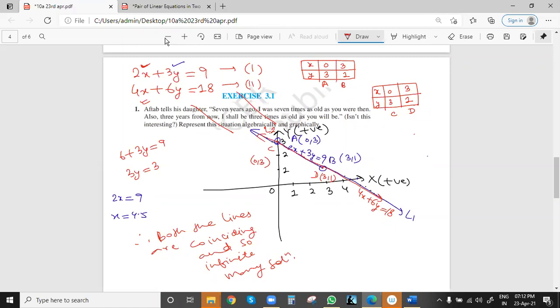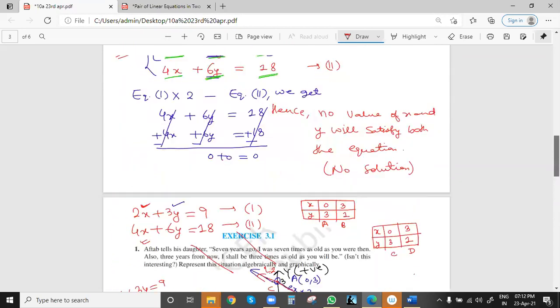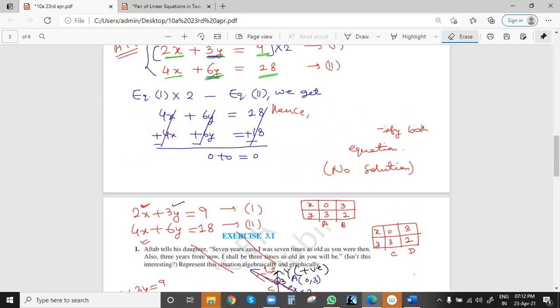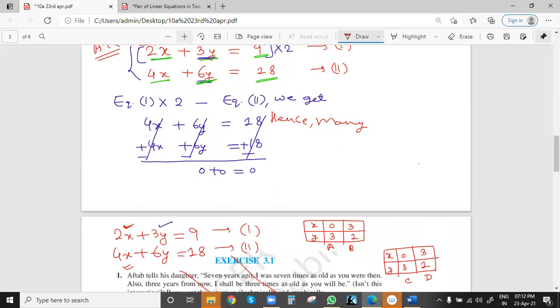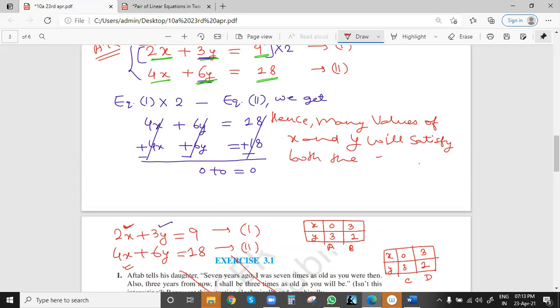For many values, each equation will be satisfied. So here we can also make a correction. Here we are getting 0, 0 cancel, but this time we can have infinitely many solutions, because in the graph we are getting infinitely many solutions. So we can write hence many values of x and y will satisfy both the equations.